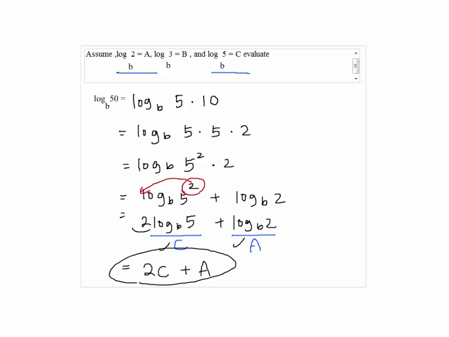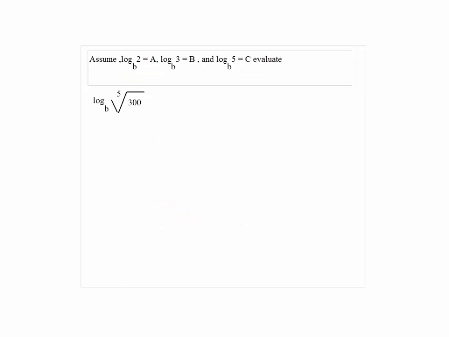So by using the product rule, we get log base b of 5 squared plus log base b of 2. And by bringing down the exponent, we have 2 log base b of 5 plus log base b of 2. But we were given that log base b of 5 equals c, and log base b of 2 equals a. So the answer will be 2 times c plus a.